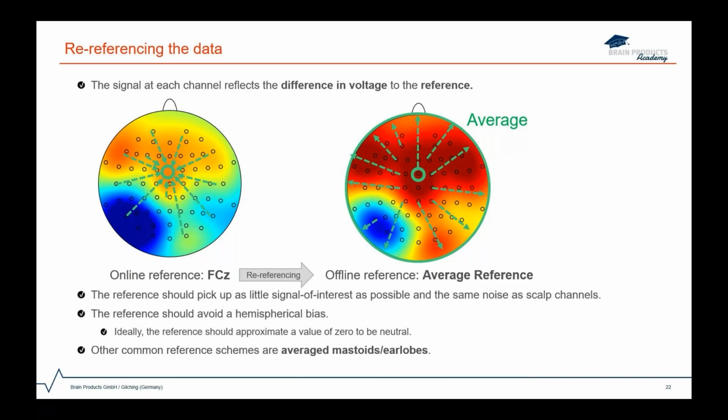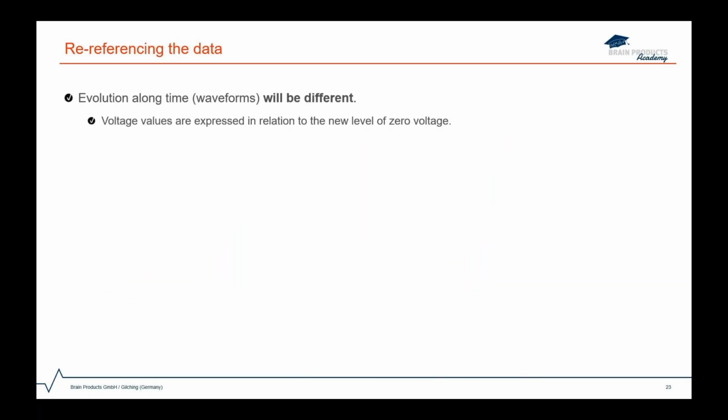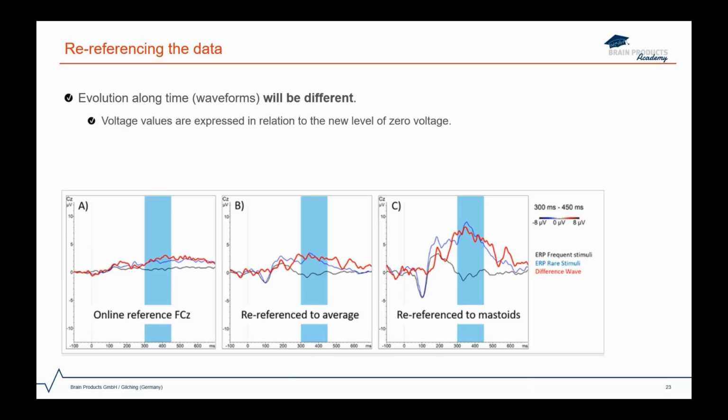But to look closely into that, let me show you what are the effects of re-referencing on data. And what will happen is that the evolution along the time, or the waveforms, will be different, because voltage values are expressed in relation to the new level of 0 voltage defined. And the effect of this, that we can see over here is in these diagrams, or in these plots.